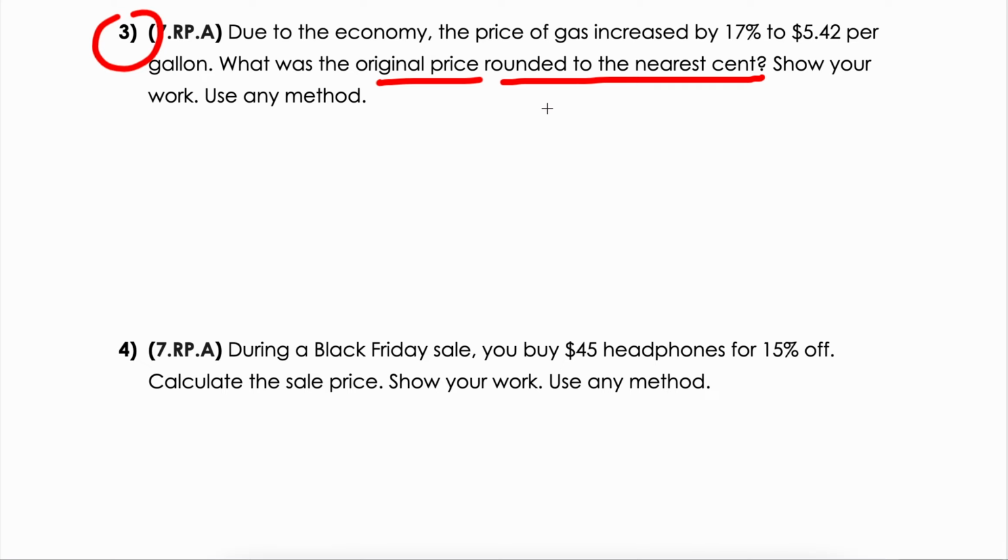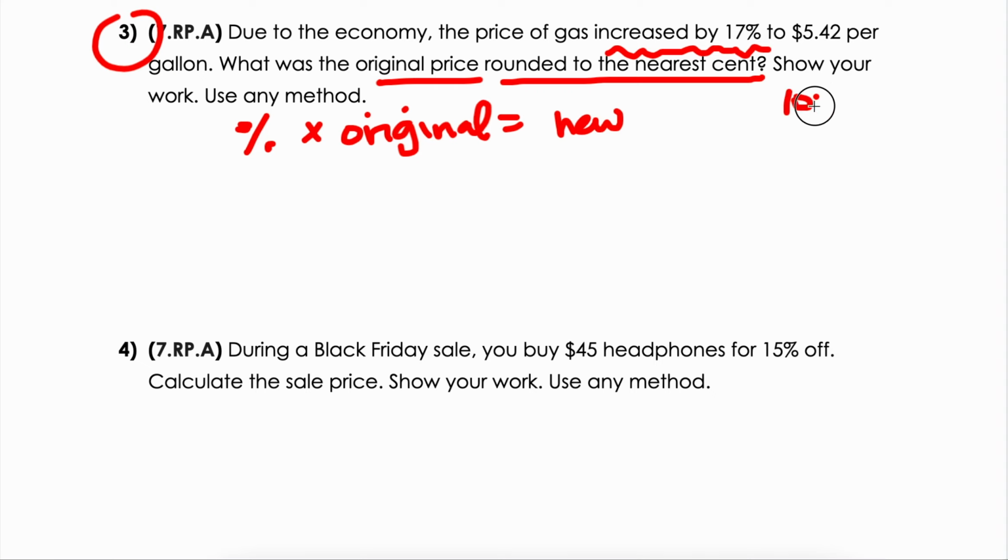So let's try method 1 first. Method 1 again is percent times your original equals your new amount, because we're talking about an increase now. This says it was increased by 17%. Increase means your original 100% increased by 17, so now you're dealing with 117%. So when we talk about percent here, we're really talking about 117 out of 100, times our original. We don't know it, that's what we're trying to find.